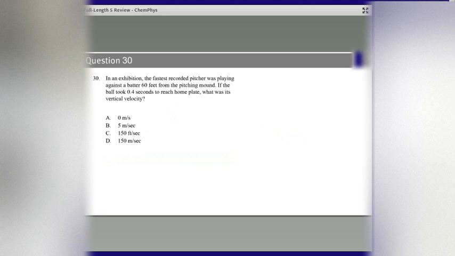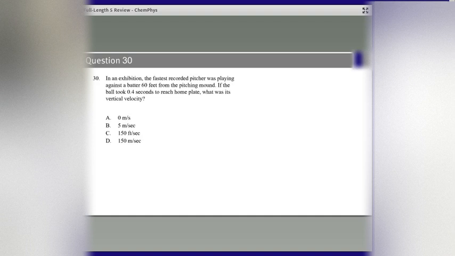Here's why. When you look at it, it says in an exhibition, the fastest recorded pitcher was playing against a batter 60 feet from the pitching mound. If the ball took 0.4 seconds to reach home plate, what was its vertical velocity?